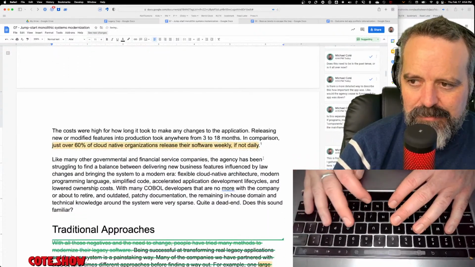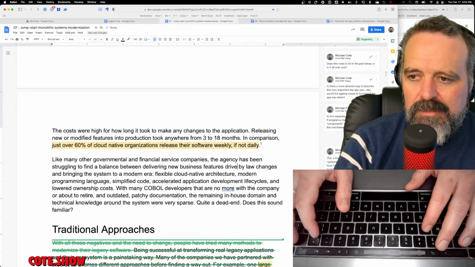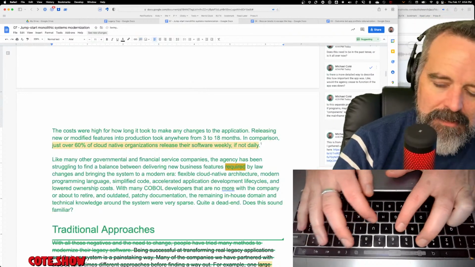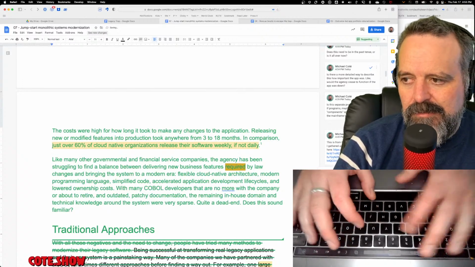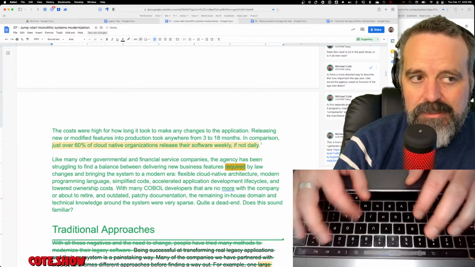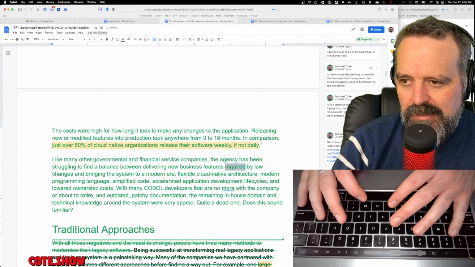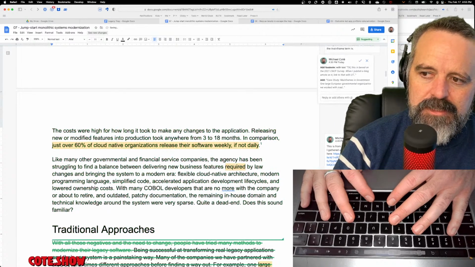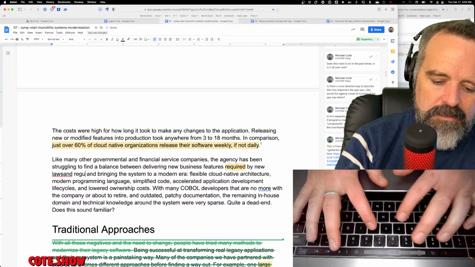Like many other government and financial service companies, the agency has been struggling to find a balance. New business features influenced. Let's say driven. Or how about required? Is this accurate? They have to make the changes, add features to comply with new laws, regulations. Required by new laws and regulations.